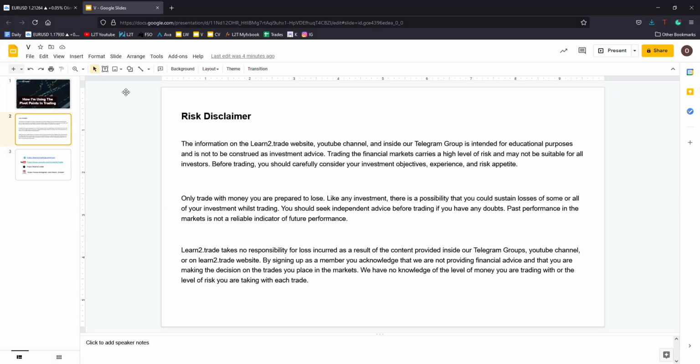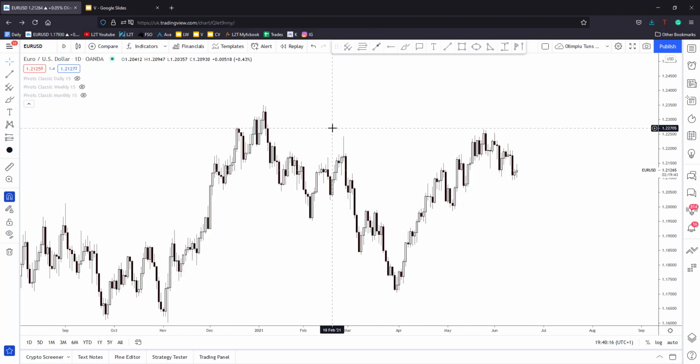So let's take a look here on the euro versus the US dollar. Here we have the daily chart.